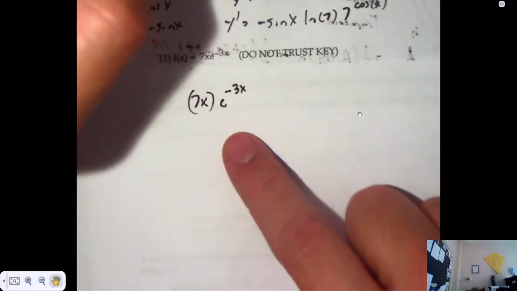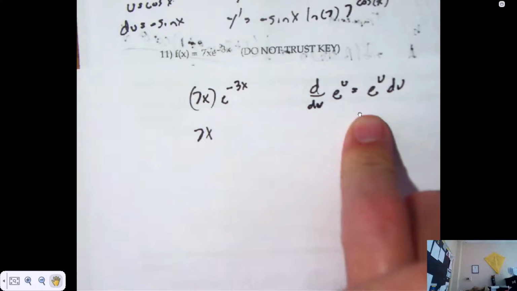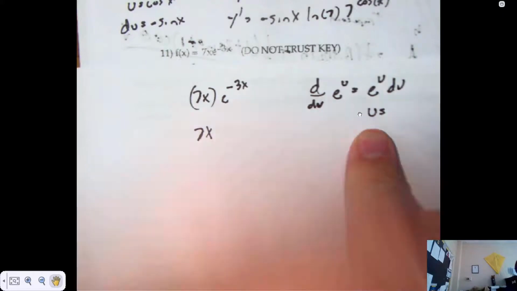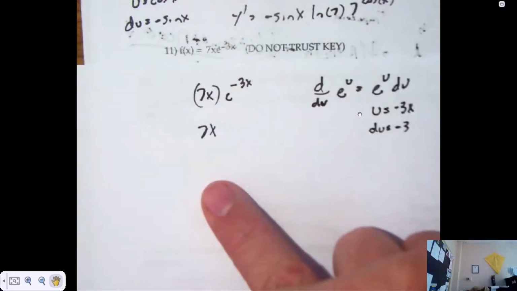Do you know the product rule, Tanner? Okay. So we write down the first thing, 7x, and then we take the derivative of the second thing. Now the second thing is going to take a rule. The derivative with respect to u of e to the u is e to the u du. You just got to pick out u. That's all you got to do. Negative 3x. So du is negative 3. I think you're actually learning something.